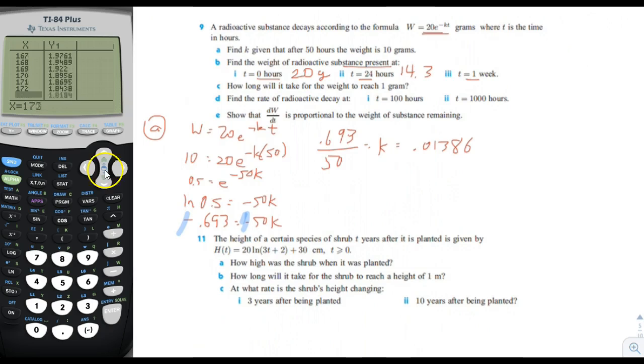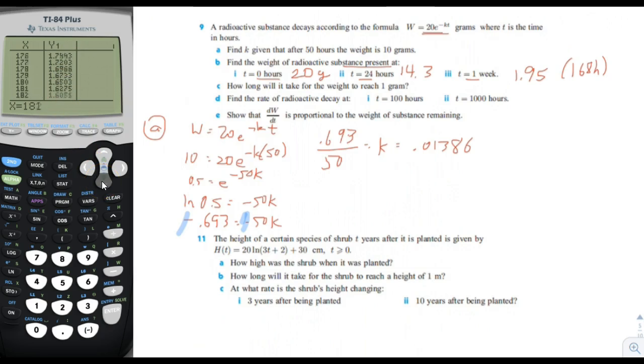Takes a while, doesn't it? Okay, there's 168. 1.95 grams. Okay, it was 168 hours. Okay. How long will it take for the weight to reach 1 gram? It's getting close to 1 gram, as you can see here.